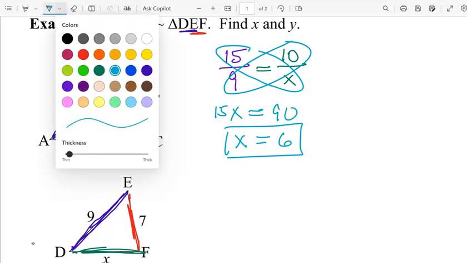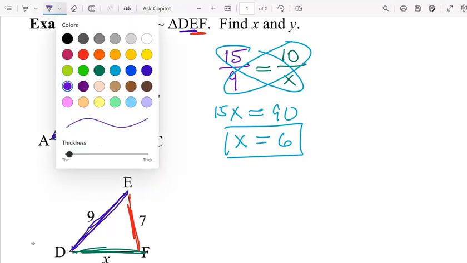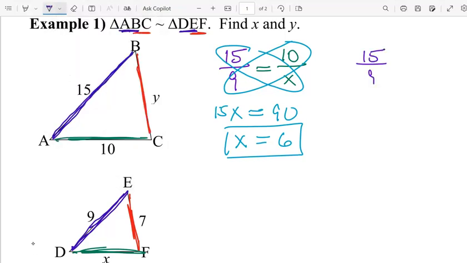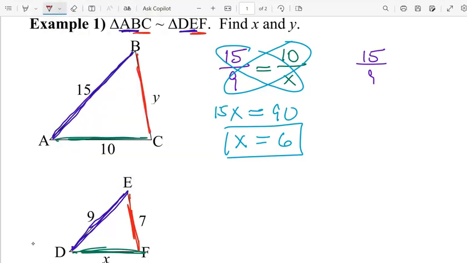When we solve a second proportion to find Y, we can use that same scale factor, so 15 to 9 as that first scale factor. But now we're going to use the second pair of sides there, which are y and 7. So now I'm going to cross multiply again in order to solve the proportion.